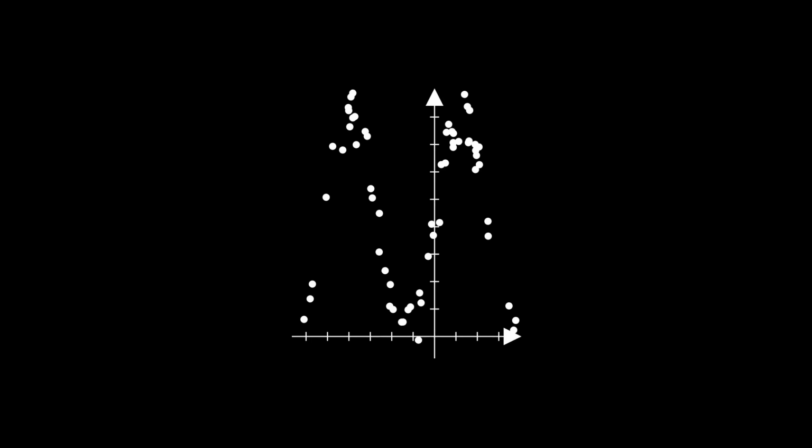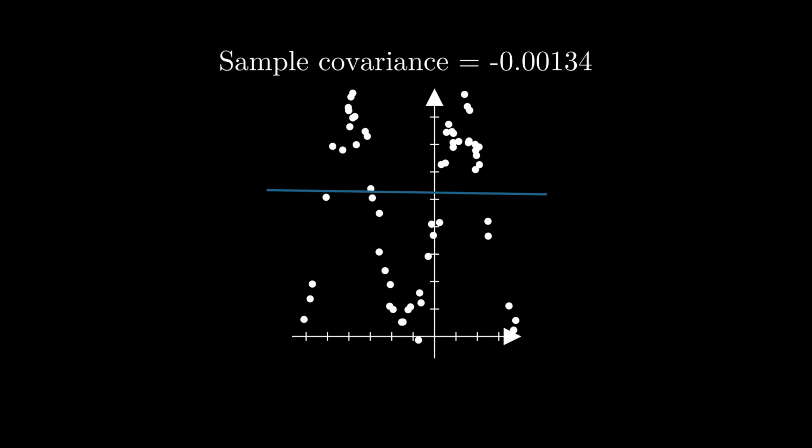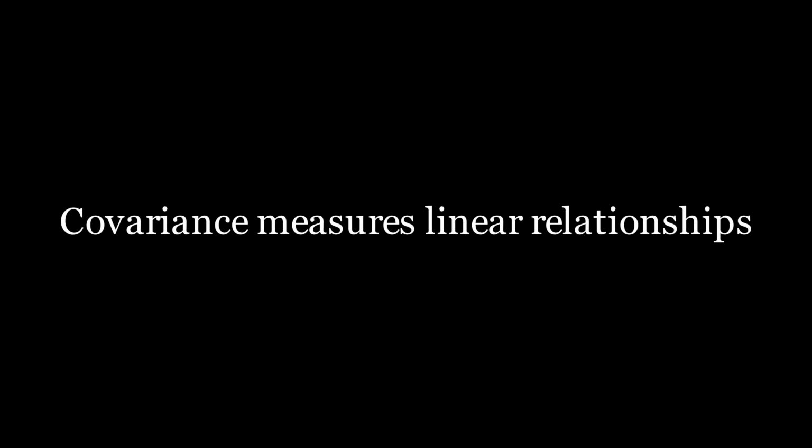Due to the nature of the nonlinear relationship between the two variables, the linear line that fits the data has a slope that is very close to 0. It's almost a horizontal line. Similarly, when we calculate the covariance based on this sample data, we get a value that is very close to 0, showing almost no linear relationship between the two variables. So the point I want to make here is that covariance only measures linear relationships. Two variables can have nonlinear relationships, and covariance may not measure that.